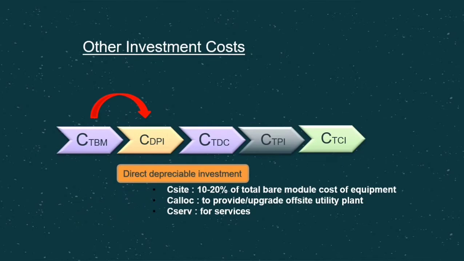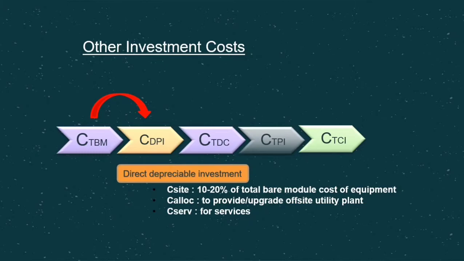After that, in order to obtain CDPI, or direct depreciable investment, we have to add C site, C allocated, and C service to CTPM. C site is the cost of site preparation and development, and it is important to grassroots plants. The range is 10 to 20% of CTPM. If existing in an inter complex, the range will be 4 to 6% of CTPM.